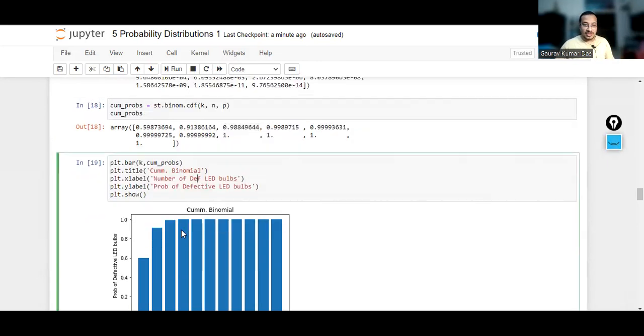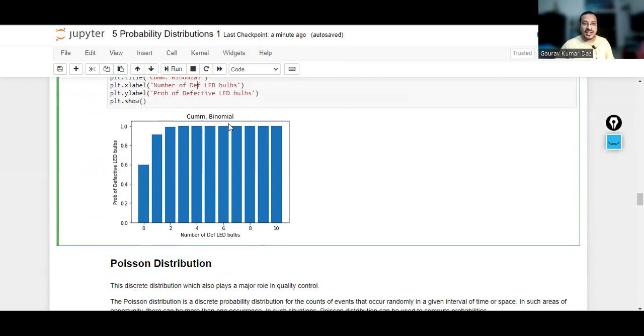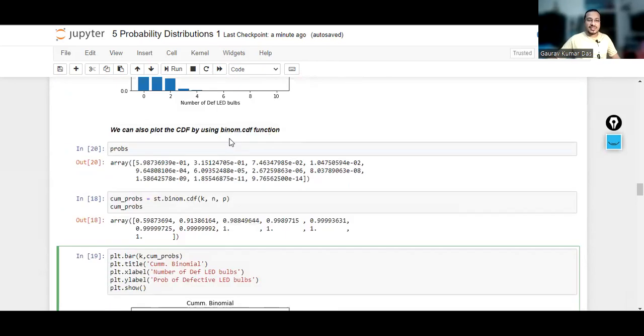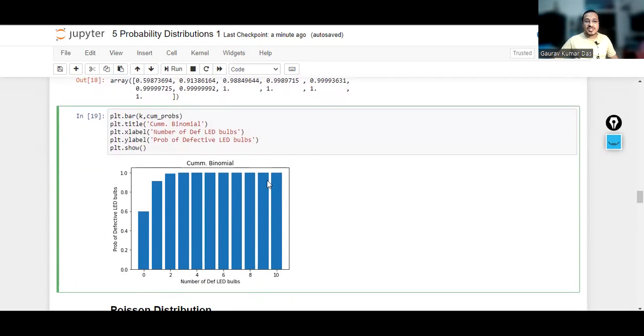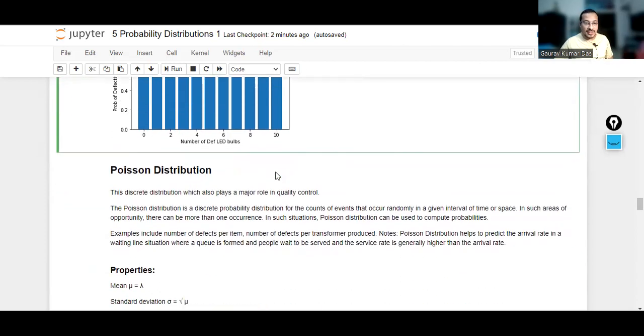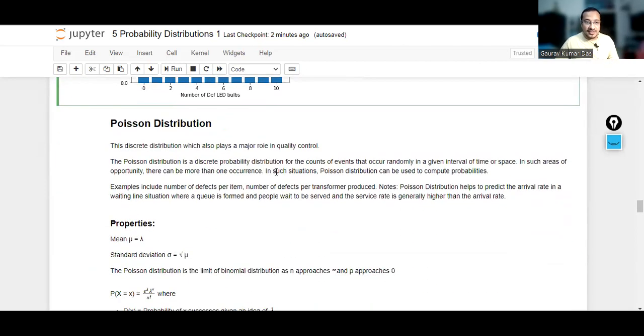And that's why you can see here that at one point there'll be not much change in the total probabilities, because the individual probability is very, very less, right? You can see here the individual probabilities are very less. That's why there's not much difference in the graph's height. The sum of total probability is always 1. All right, so let's go now to Poisson distribution.